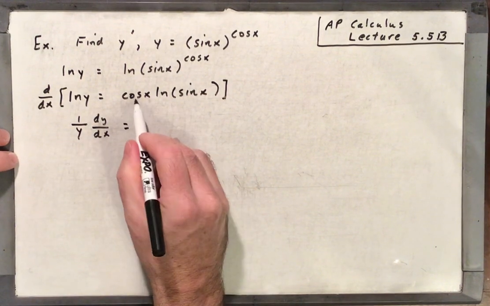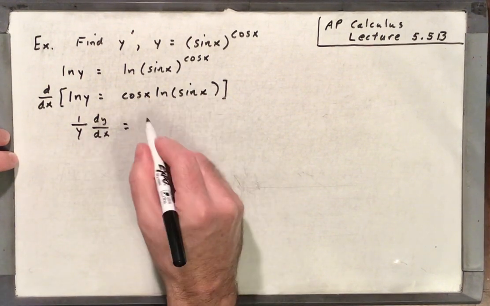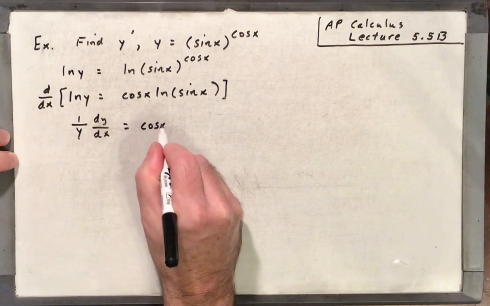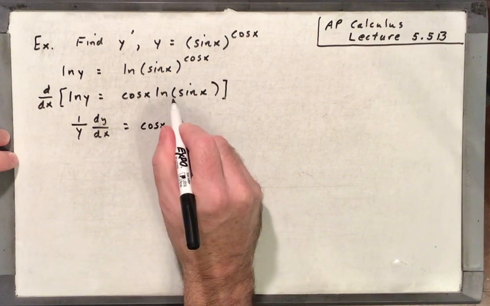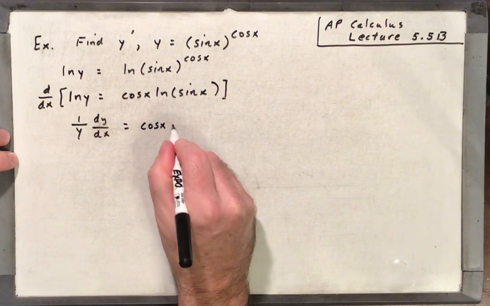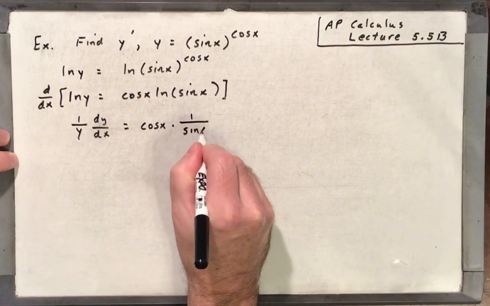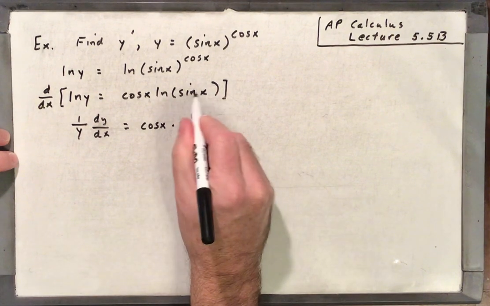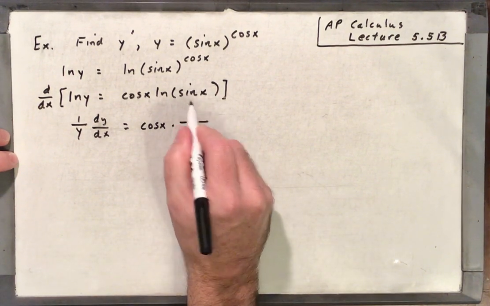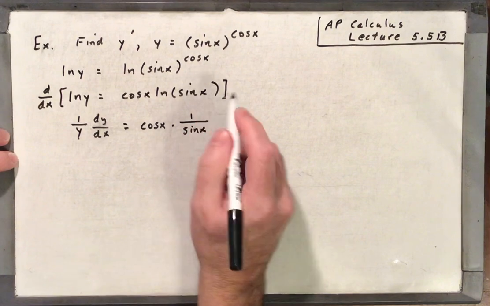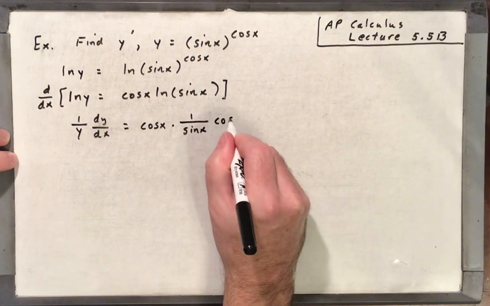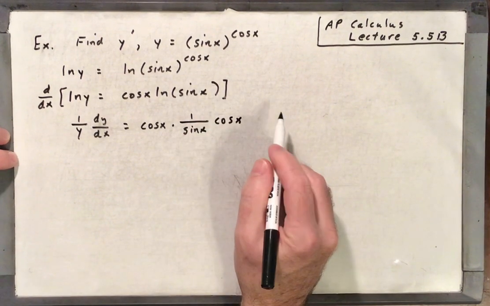is equal to, okay, another product rule. The first, cosine x, times the derivative of the natural log of sine x. So that's going to be times 1 over sine x times the derivative of what we call in my class the blop. So times the derivative of sine x, which is cosine x. You're half done with the product rule.